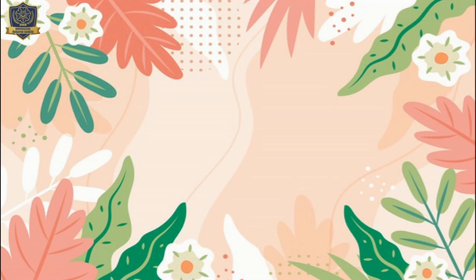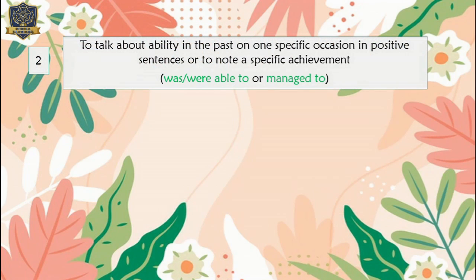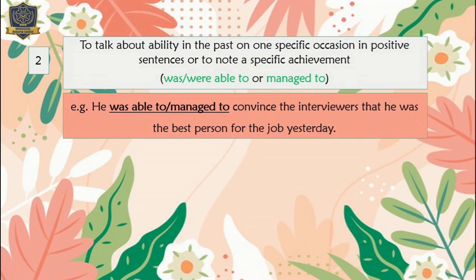The second function is to talk about ability in the past on one specific occasion in positive sentences or to note a specific achievement. So, you use was or were able to or managed to. Example, he was able to or managed to convince the interviewers that he was the best person for the job yesterday.